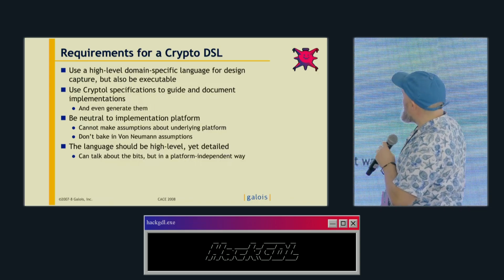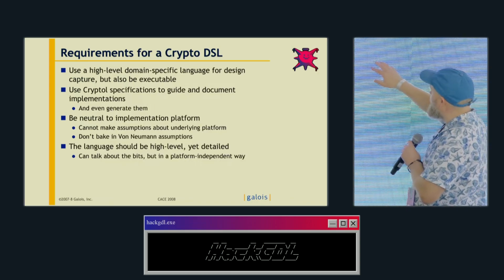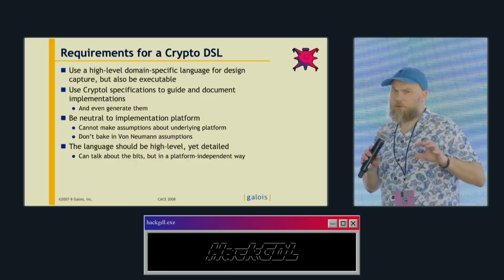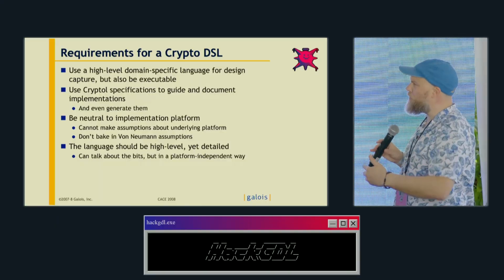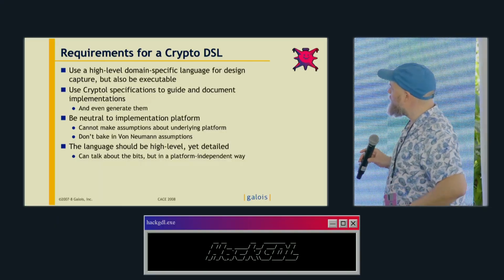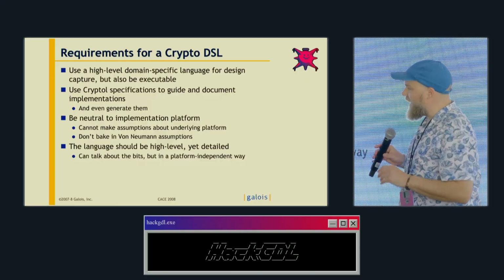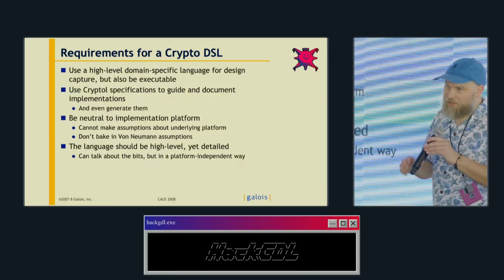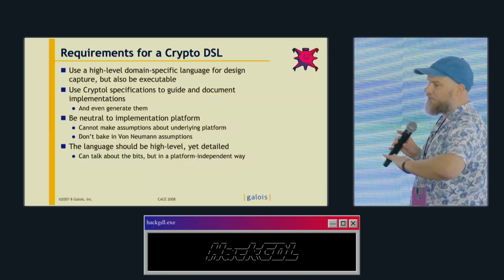The Cryptol specification should guide and document implementations. A specification is useful if you can relate it later to an implementation. There are formal ways of doing this, and I will say a bit more about this later. But what we really want to do is even to generate them. So once we've written the specification, that's it. Don't need to do any more.